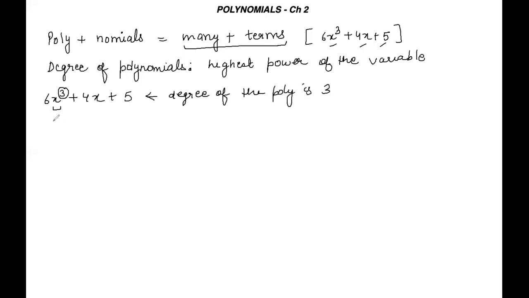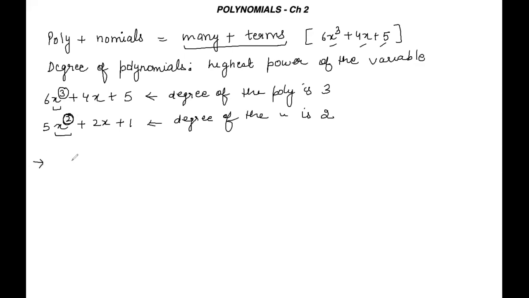Let us take another example. Let's say 5x squared plus 2x plus 1. Now here again the variable is x. The highest power of the variable is 2. Therefore, we would say that the degree of the polynomial is 2. Now one thing that has to be kept in mind is that the highest power of the variable can never be in fraction or in negative form.